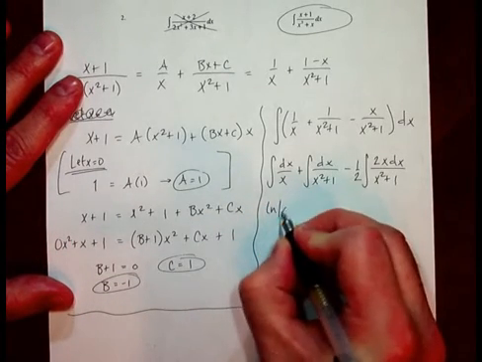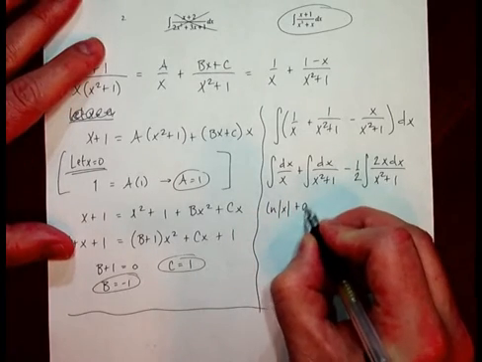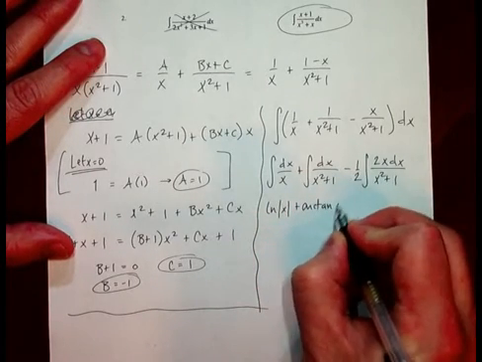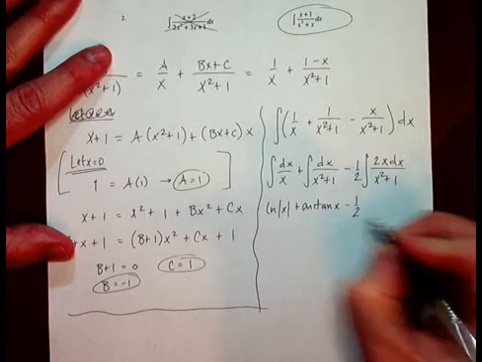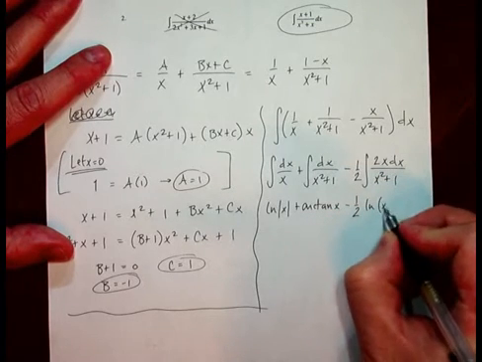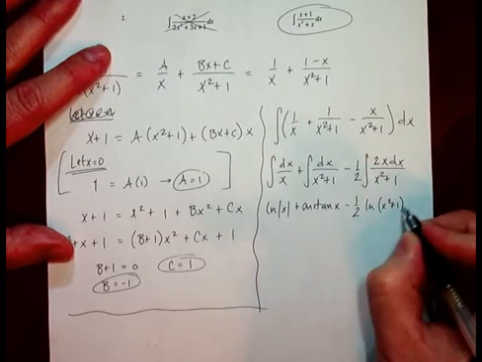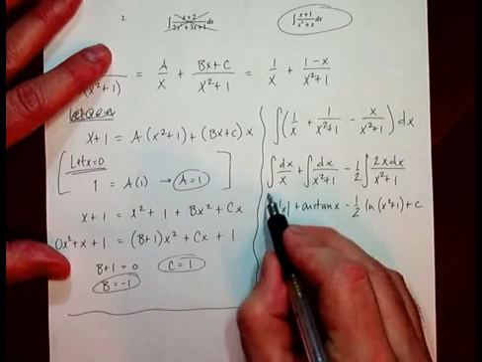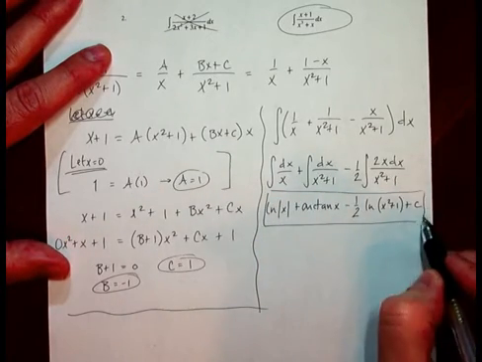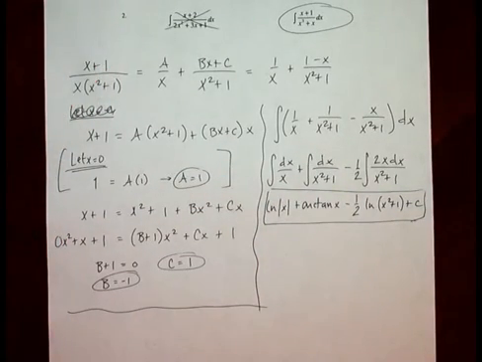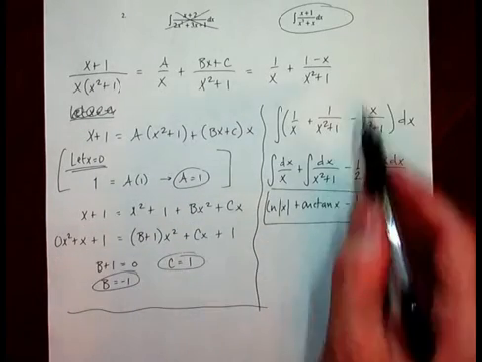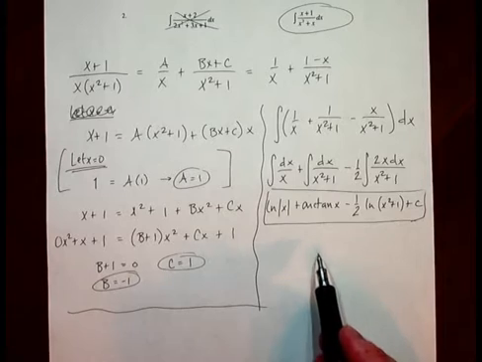So now that we have all three of these in forms that we actually recognize, this is natural log of absolute value of x. The second one is arctan of x. This third one is the natural log of x squared plus 1. We're not using absolute value bars because x squared plus 1 is always positive, so it would just be redundant. But this is our decomp, and as a result, this is our integral.